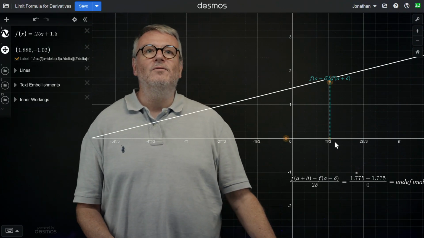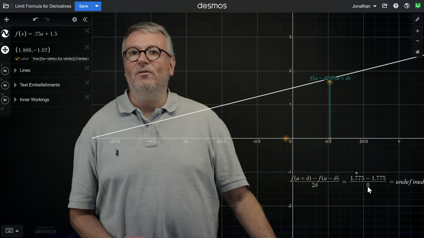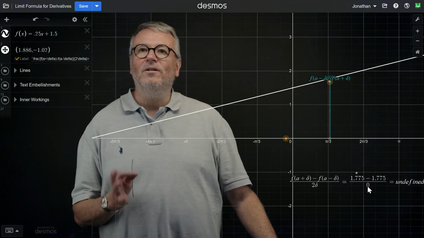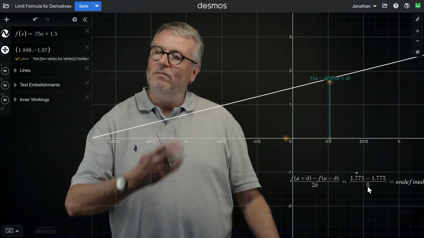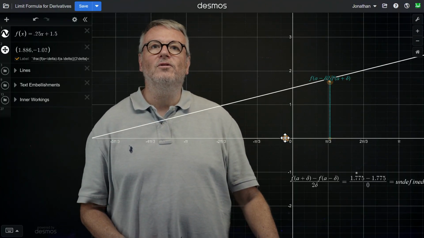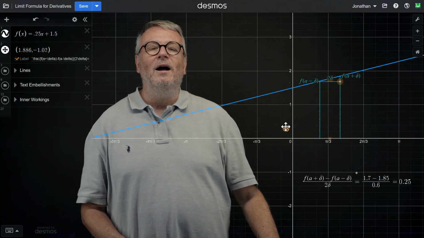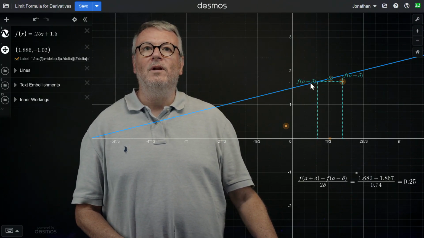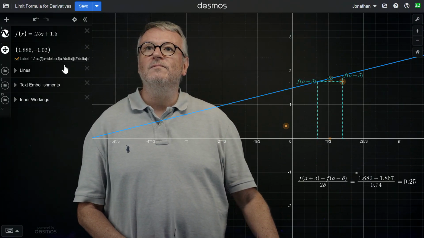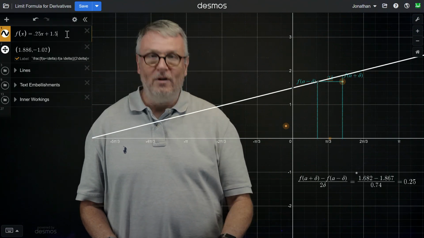If I get a delta of 0, I'm dividing by 0, I've got no run. It's not impossible to measure a slope when we don't move, if you like. We're just looking at a fixed point. And this becomes highly relevant when we start looking at lines that are not straight. So I'll get into that.